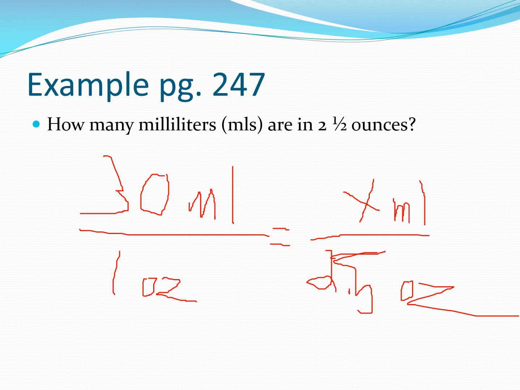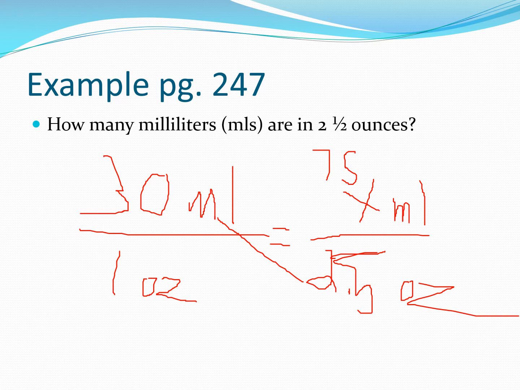So we would just cross multiply. You have 30 times 2.5 is 75, and then you would divide that by 1, which would still be 75. So your answer is 75 mils. Hopefully that makes sense, because I have 30 mils in 1 ounce, so I'm basically doubling it and adding another half of that. If I double 30, I get 60, and then half of 30 is 15, so 60 plus 15 is 75. That's pretty straightforward, I think.